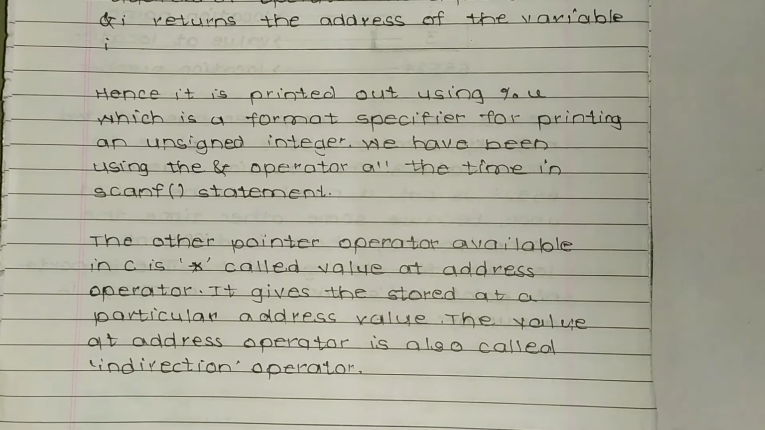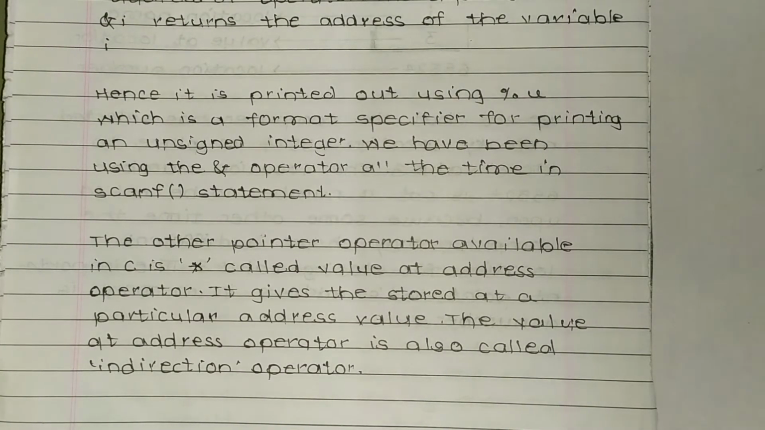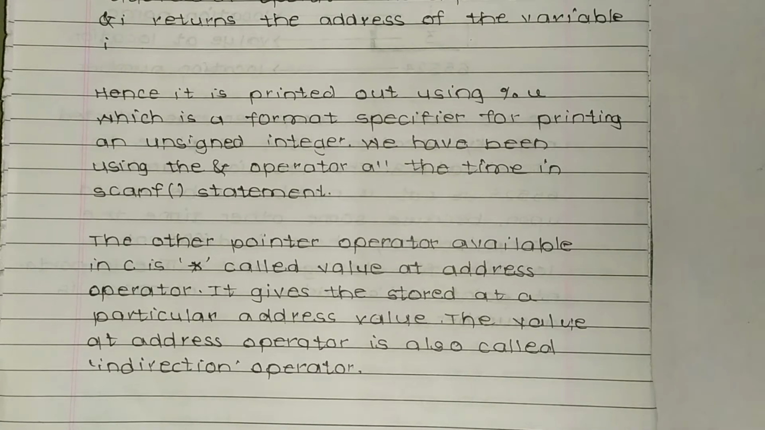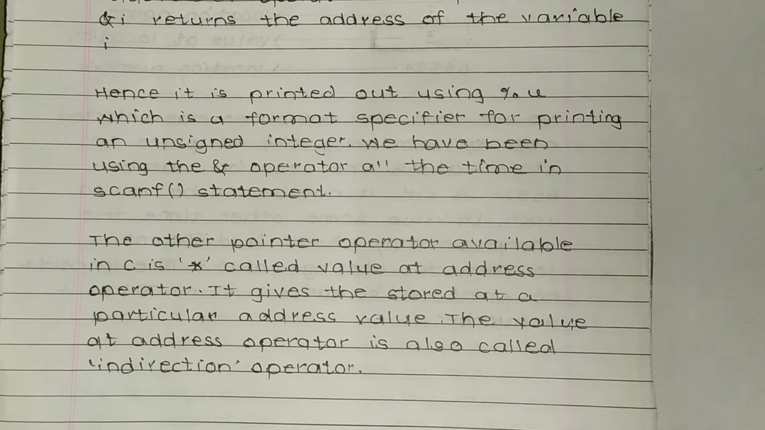Hence it is printed out using %u, which is a format specifier for printing an unsigned integer. We have been using the ampersand operator all the time in the scanf statement. So in the scanf statement we use the ampersand operator every time.